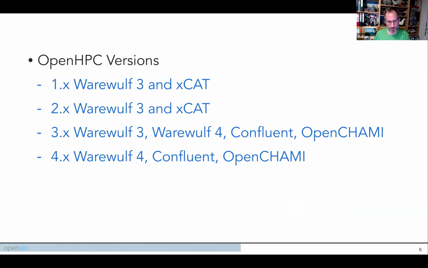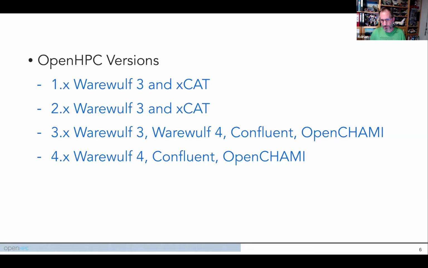And now coming to the provisioning part of OpenHPC. So OpenHPC has always been a Warewulf-based project, Warewulf 3 over many years. So the first release was Warewulf 3 based, and xCAT as a provisioning tool. The same was for the 2.x branch. With the 3.x branch, during its lifetime, at some point we introduced support for Warewulf 4 in addition to the other provisioning systems, and also we introduced support for OpenCHAMI.